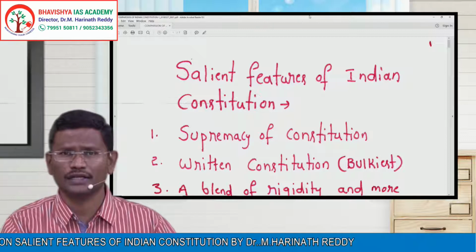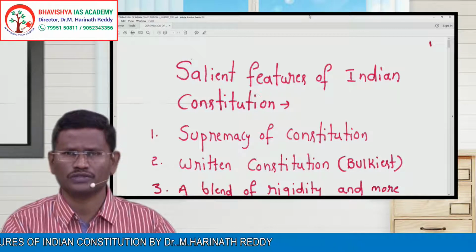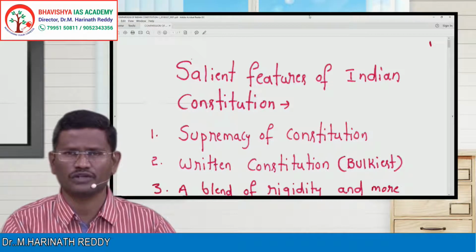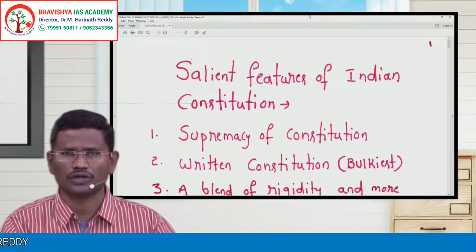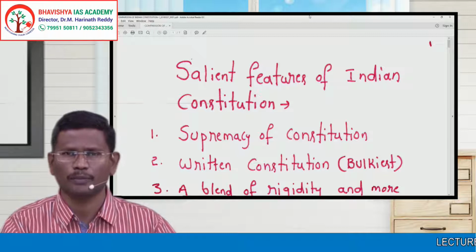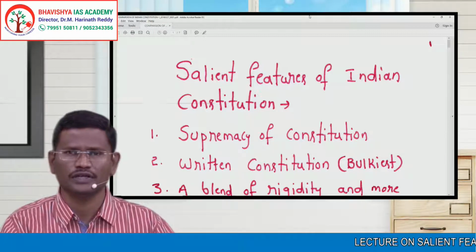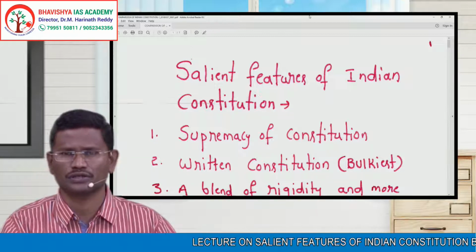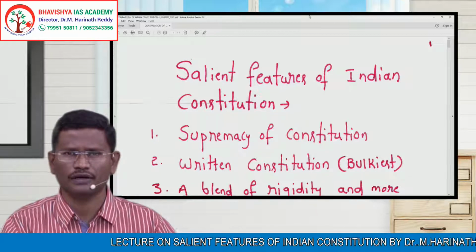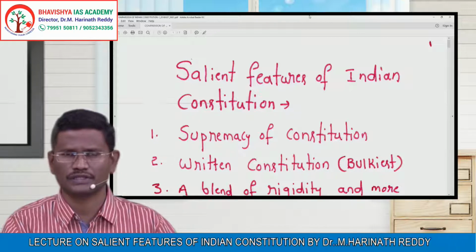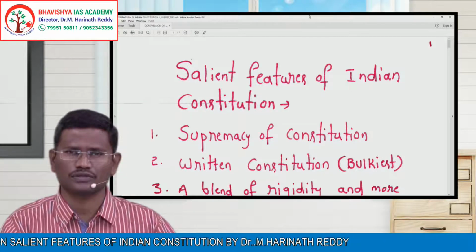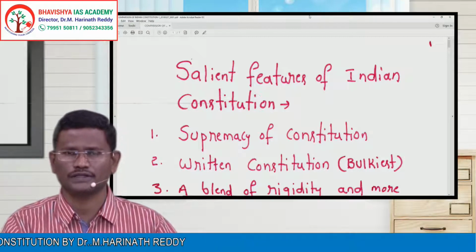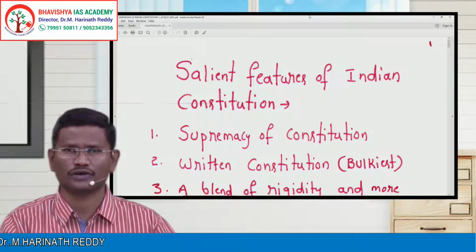On the contrary, Indian Constitution provides for supremacy of the Indian Constitution. In India, the Constitution is supreme. In Britain, Parliament is supreme. The reason: Indian Constitution is written, the British Constitution is unwritten. So that's why we say that in India, Constitution is supreme because it is written. In Britain, the Parliament is supreme because the Constitution is unwritten. This is one salient feature of Indian Constitution.